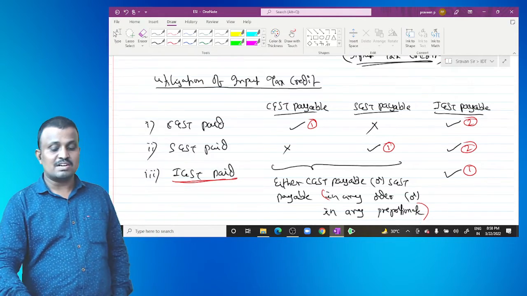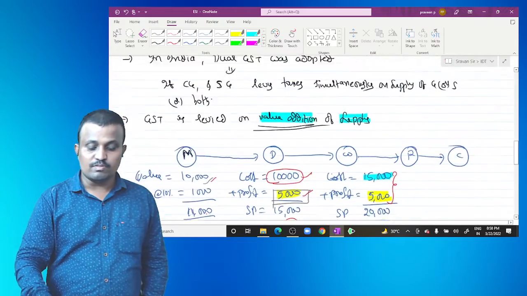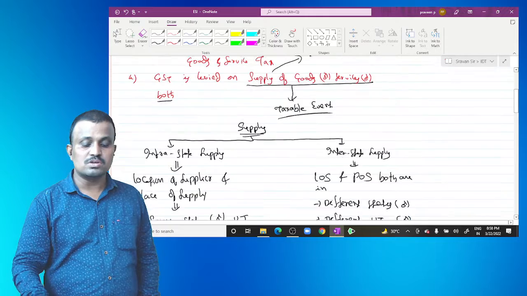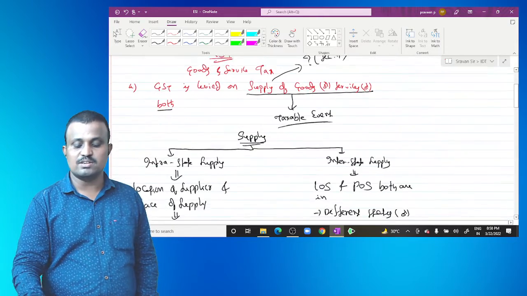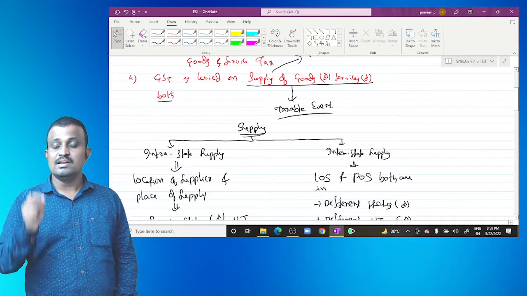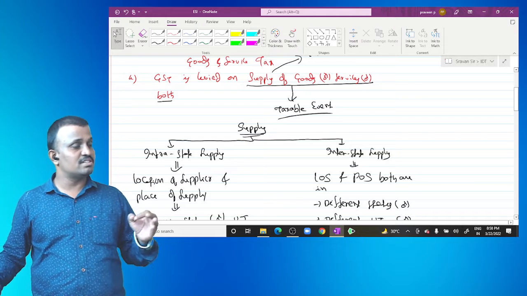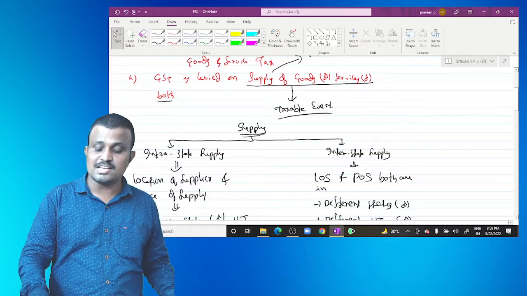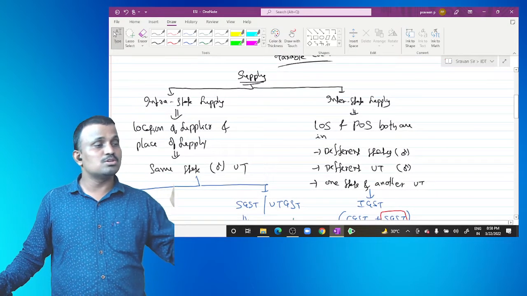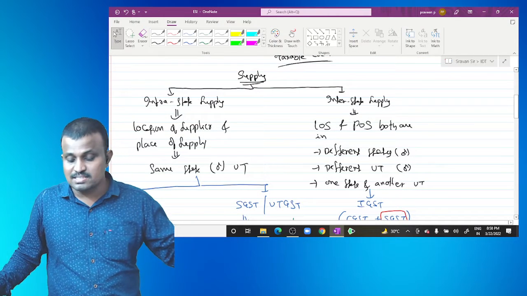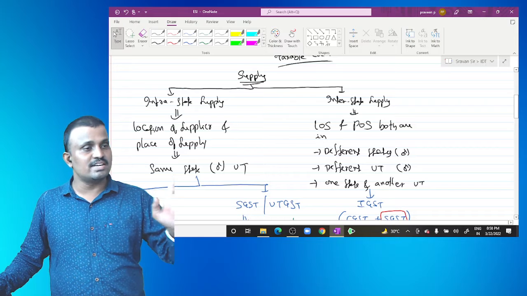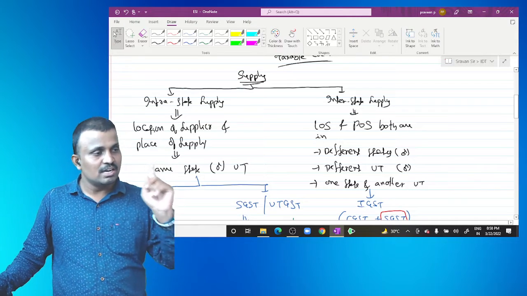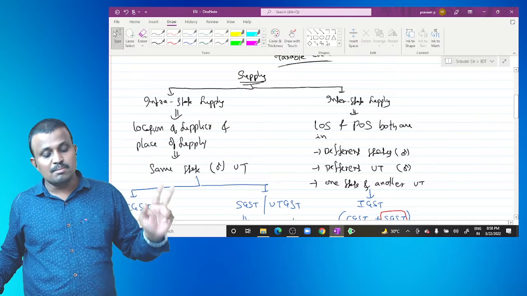Clear? So what we discussed today: first, in India, GST is levied on supply of goods and services, and supply of goods or services is the taxable event. Next, classification of the supply. There are two types of supplies: intra-state supply and interstate supply. For that purpose, two factors are considered: location of the supplier and place of supply.